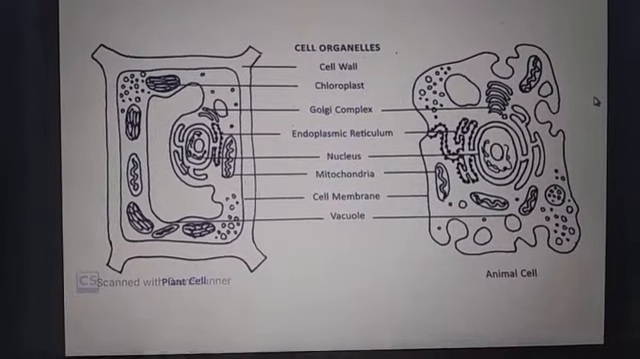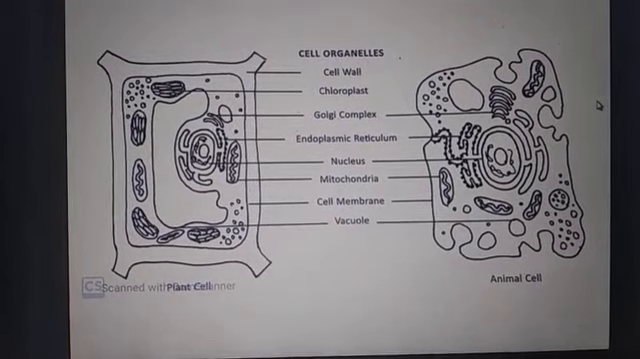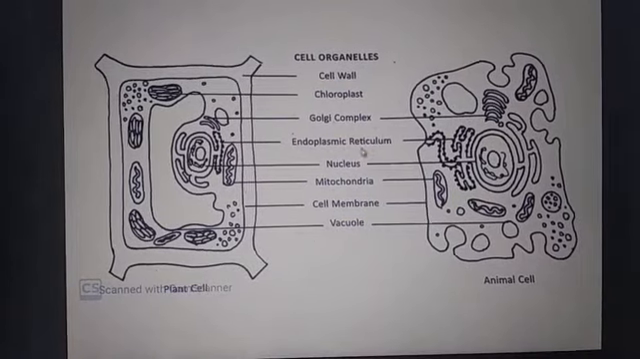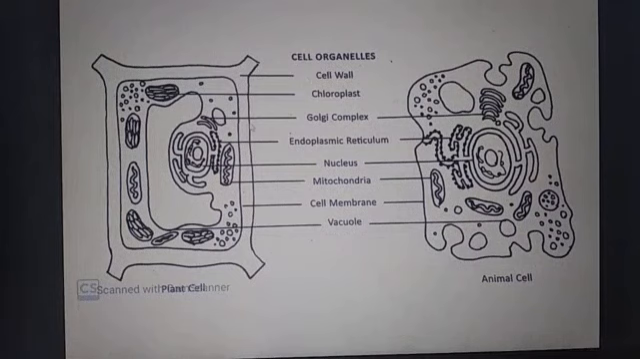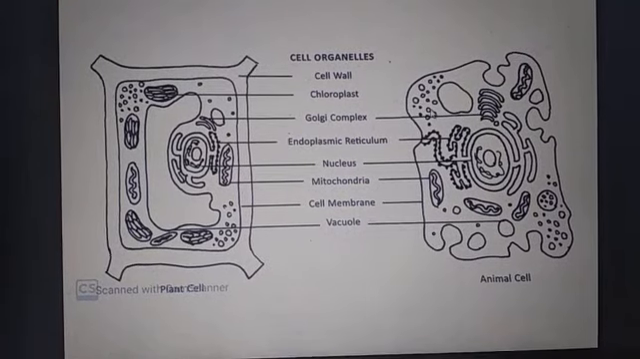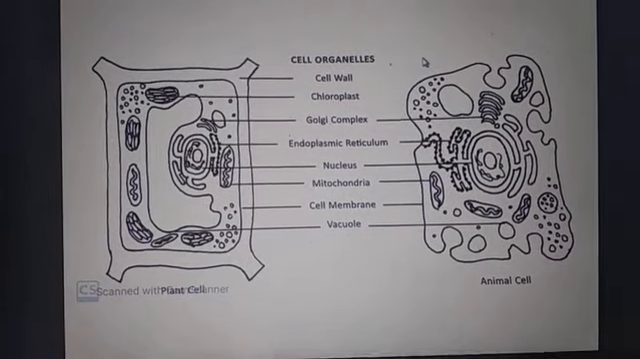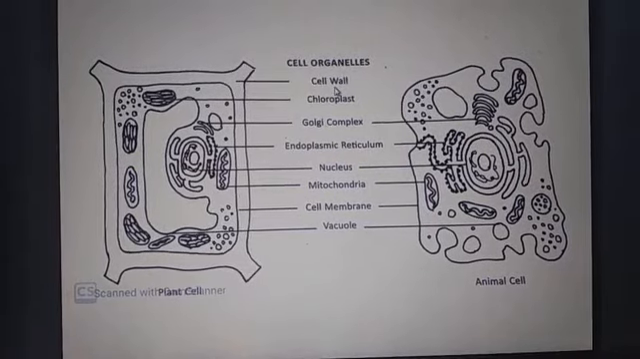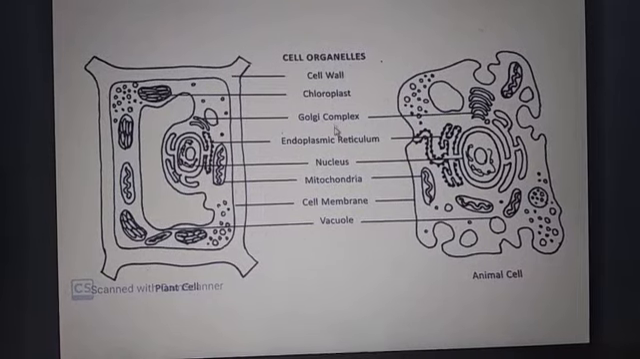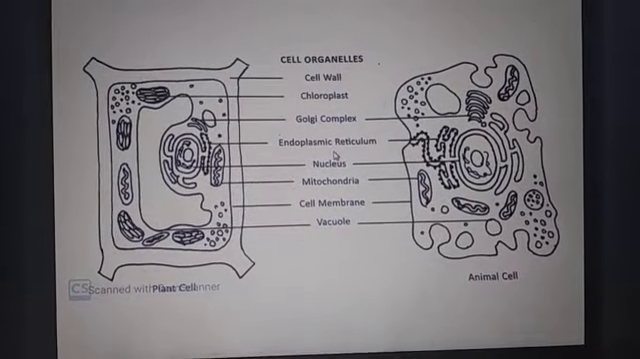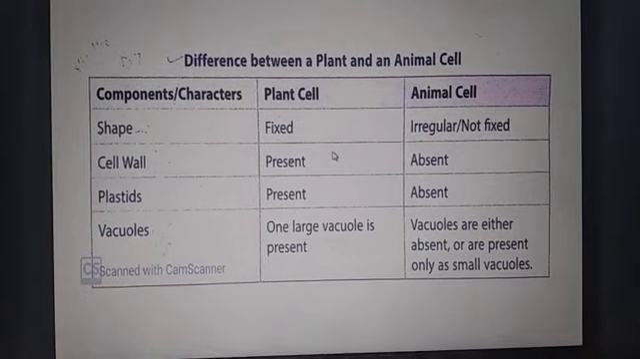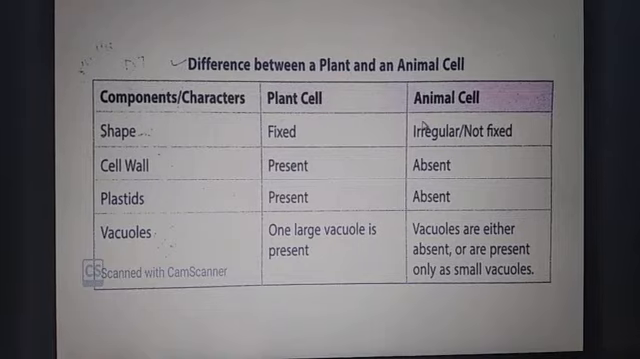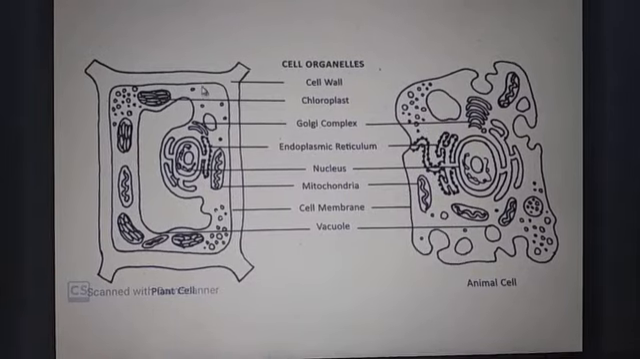In our previous lesson, we have studied about the different cell organelles. These are organelles present in plant cell and animal cell. But there are certain organelles which are either present in plant cell or animal cell. Let us do the comparison of these two cells. In terms of shape, it is fixed in plant cell but irregular in animal cell.